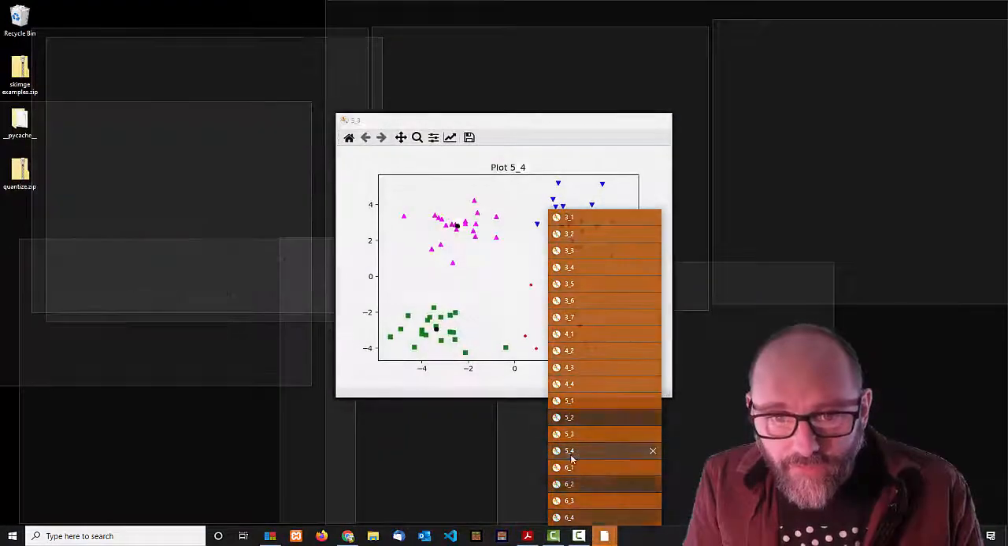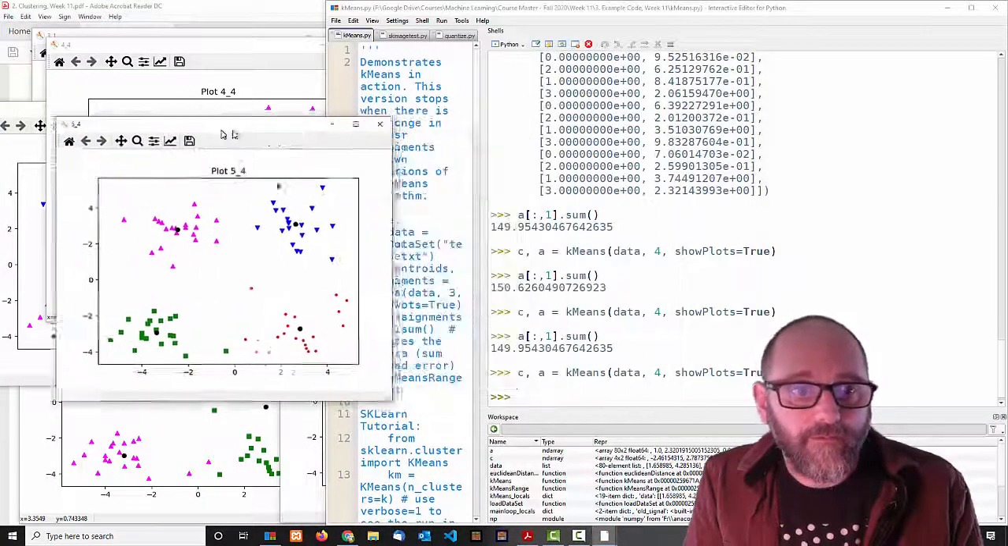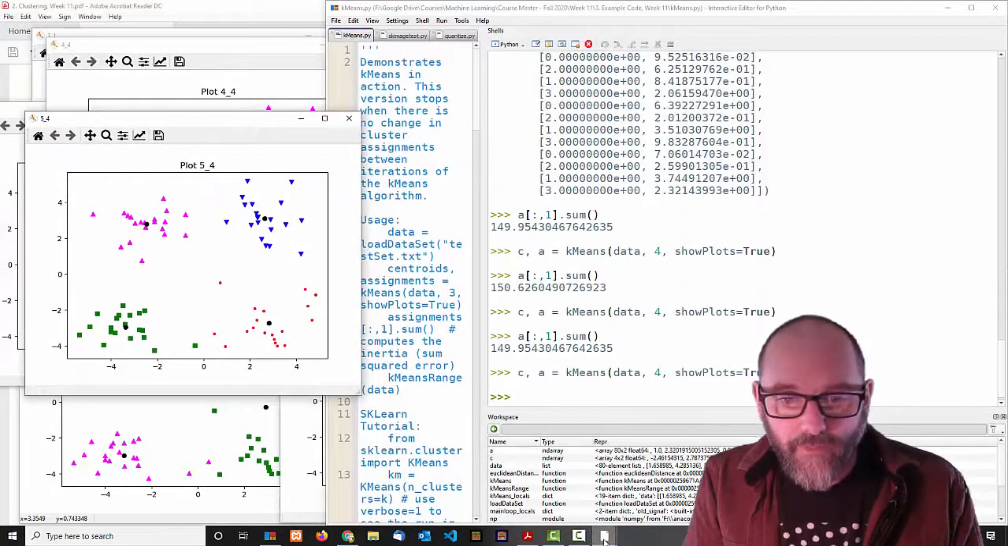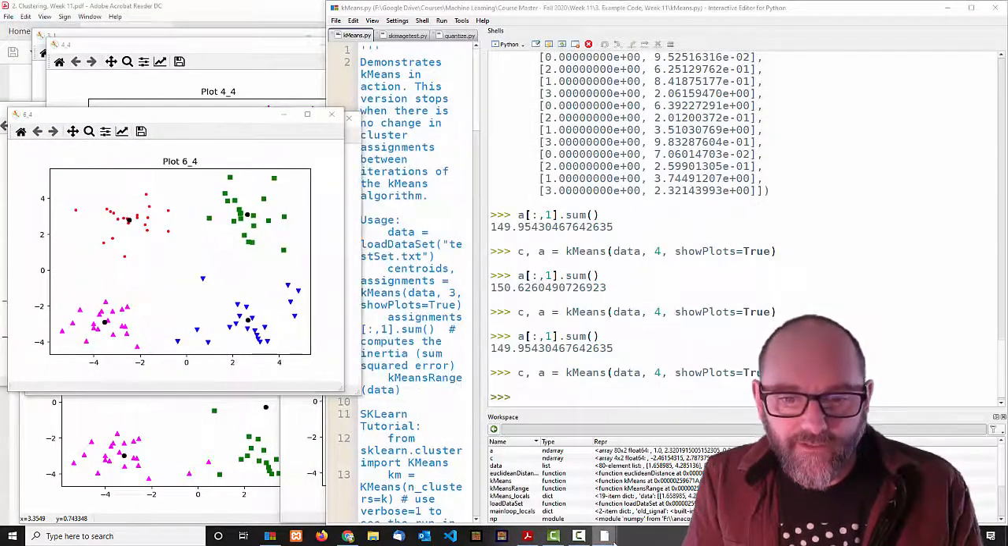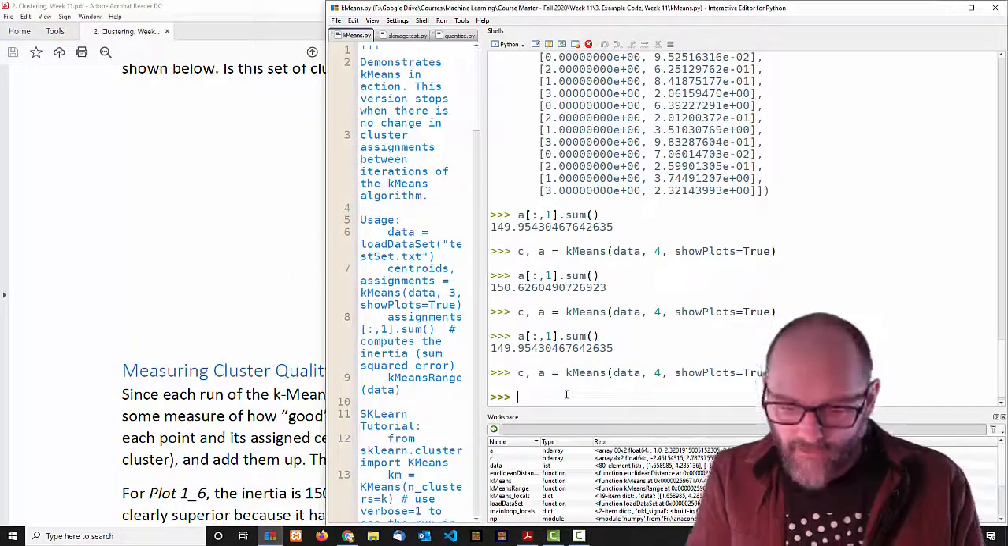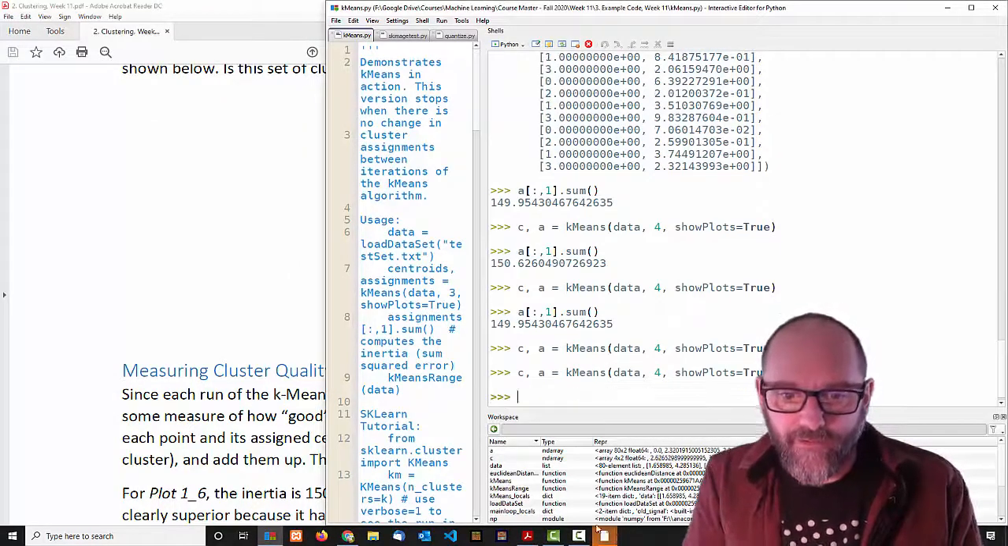Oh wait, that was actually plot 5. Like that. Plot 6. Still looking good. Let me close all these. I'm gonna keep going till I find a bad one, hopefully.